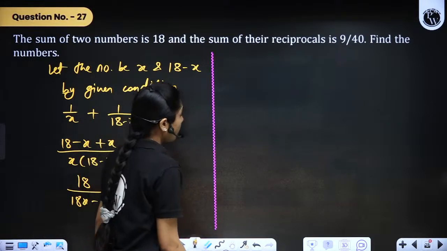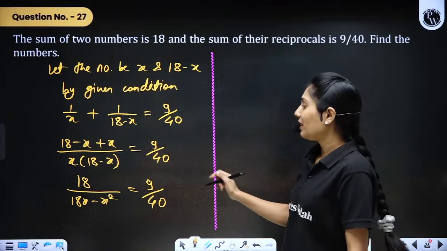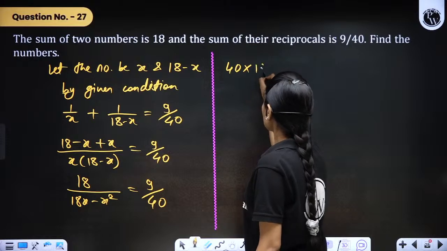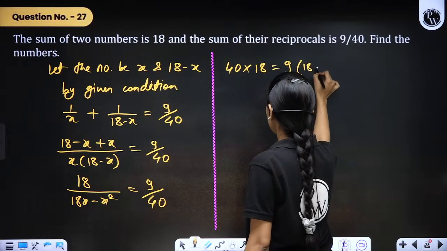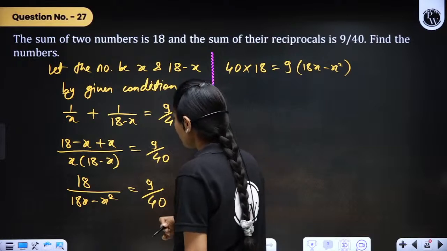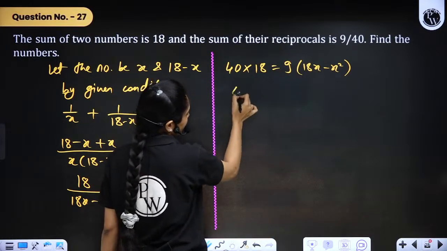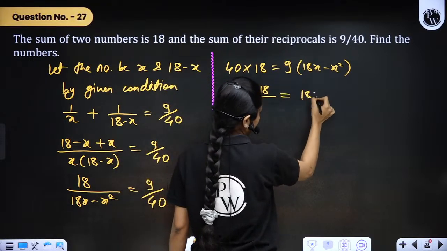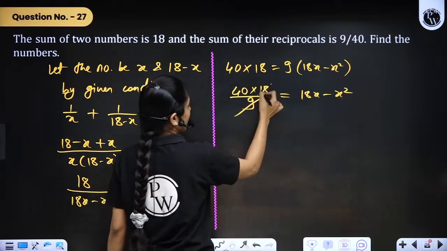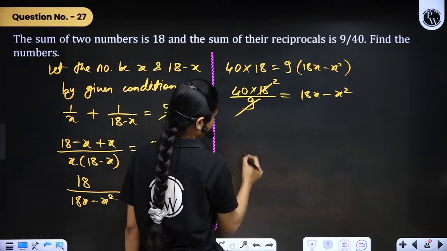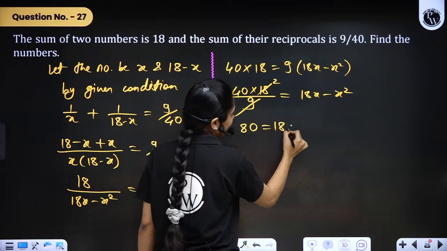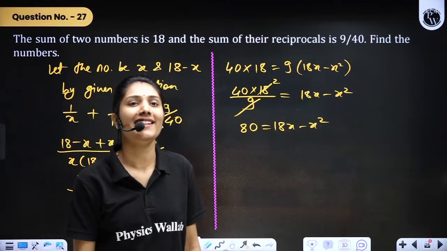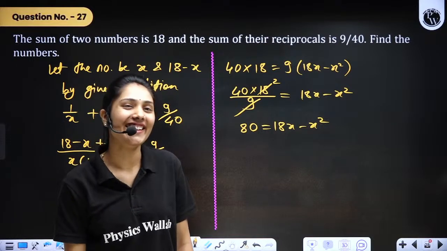Now let's cross multiply it further. If we cross multiply, what will we get, beta? 40 into 18 is equal to 9 into 18x minus x square. 9 will go towards division. So 40 into 18 by 9 is equal to 18x minus x square. 9 ones are 9, 9 twos are 18. So 40 into 2, 80 is equal to 18x minus x square. Okay, Rajan already got the answer.